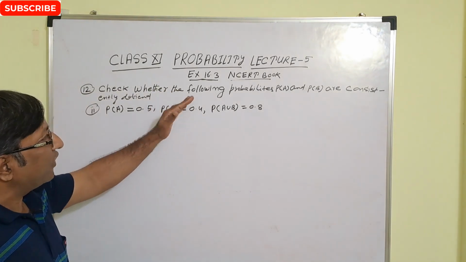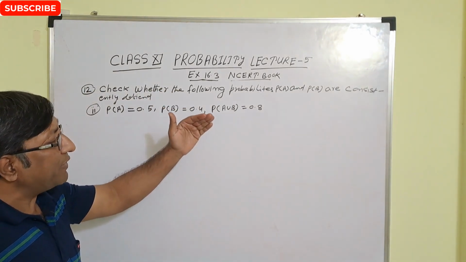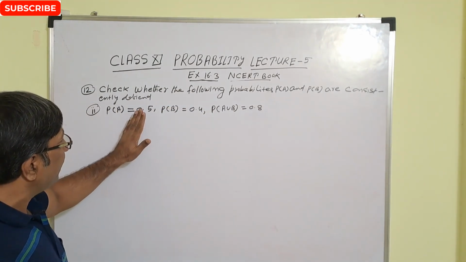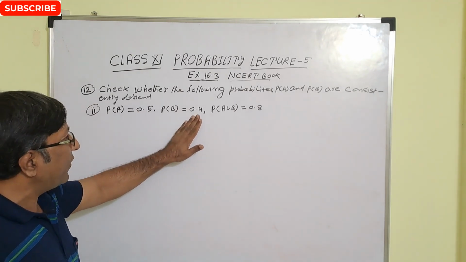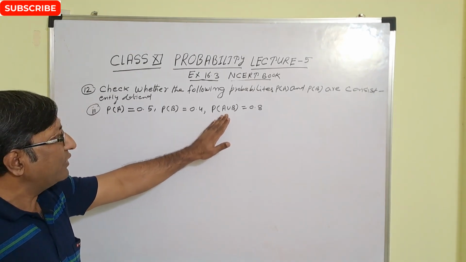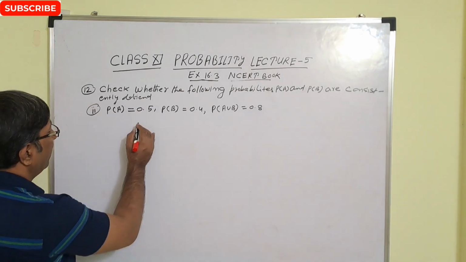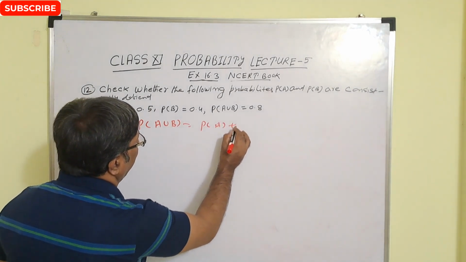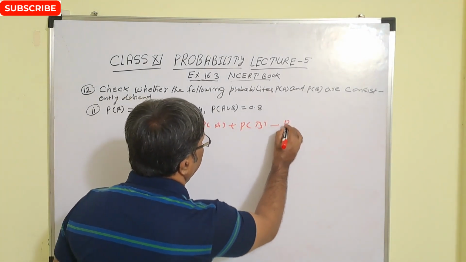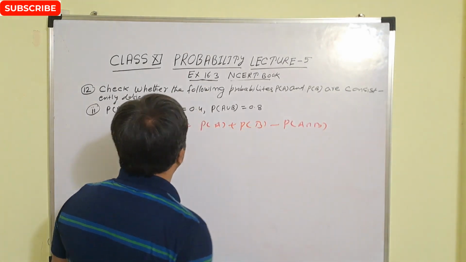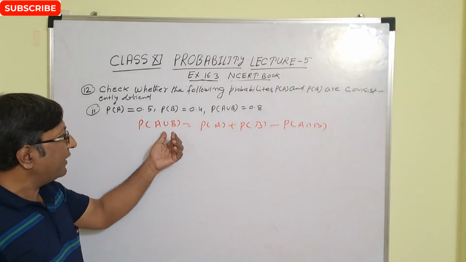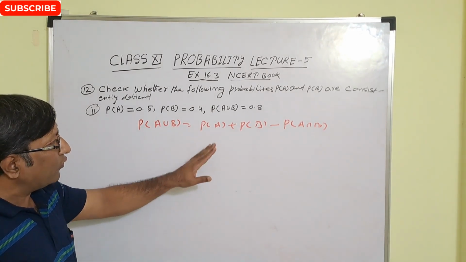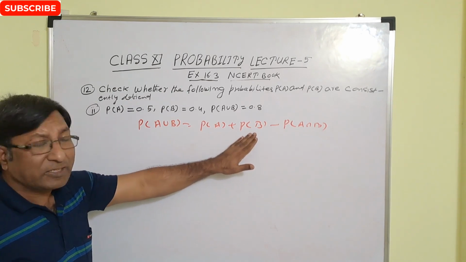Let us see the question. Check whether the following probabilities, probability of A and probability of B, are consistently defined. So here probability of A is 0.5, probability of B is 0.4 and probability of A union B is 0.8. So we know probability of A union B is probability of A plus probability of B minus probability of A intersection B. So probability of A union B is always less than or equal to the sum of probability of A plus probability of B.